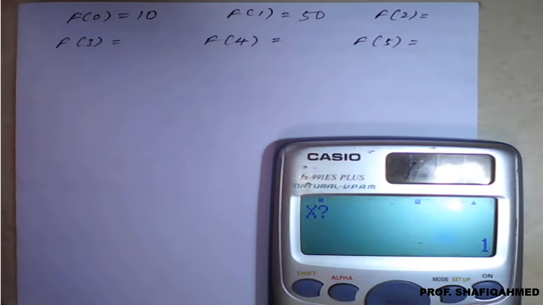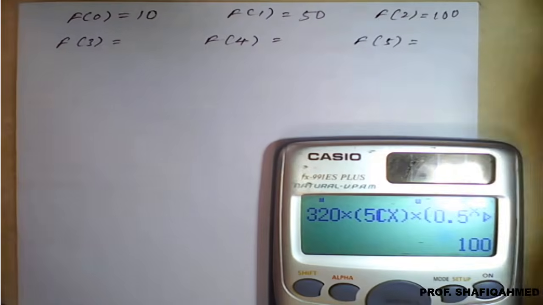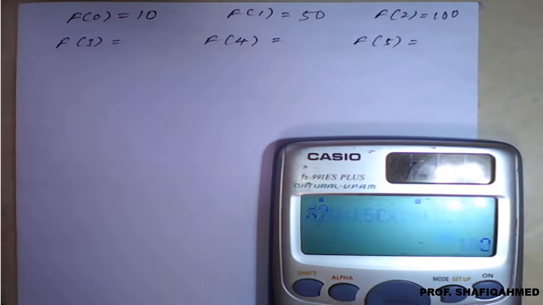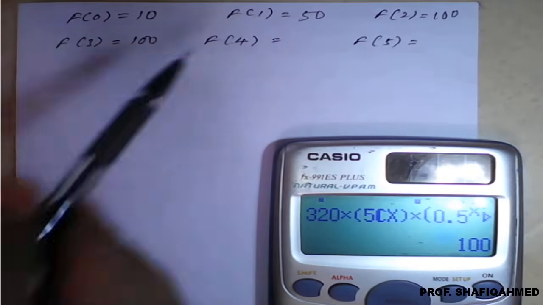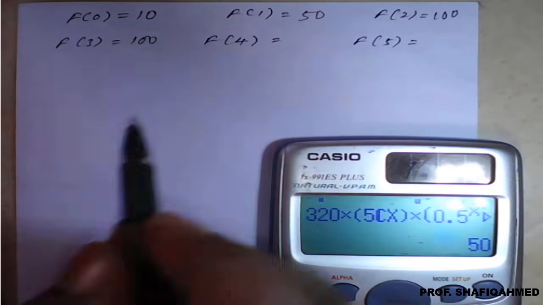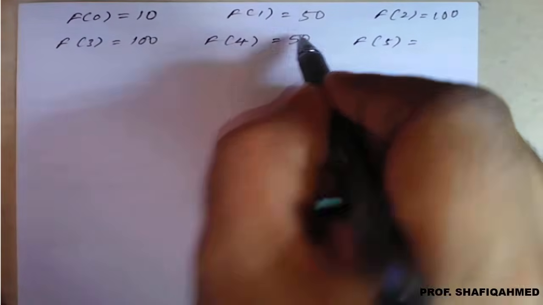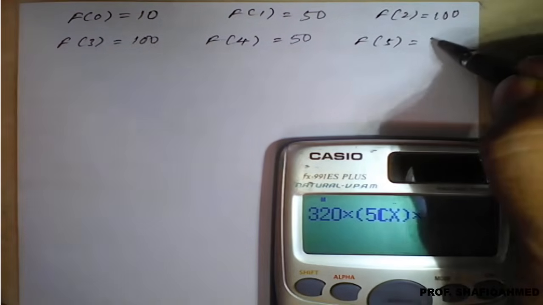Then, when x is equal to 2, the answer is 100. When x is equal to 3, the result is again 100. Then when x is equal to 4, the result is 50. When x is equal to 5, the result is 10.